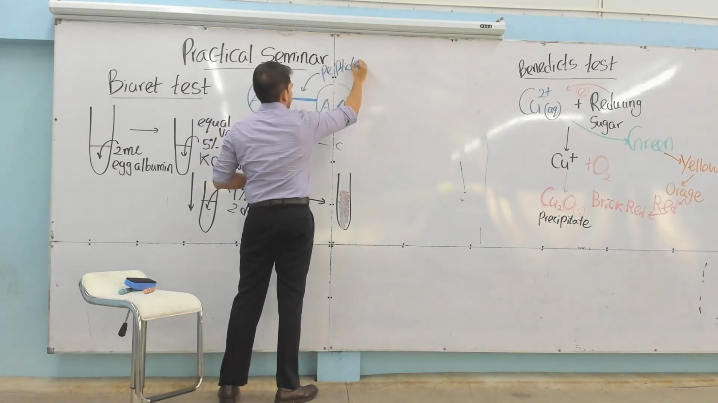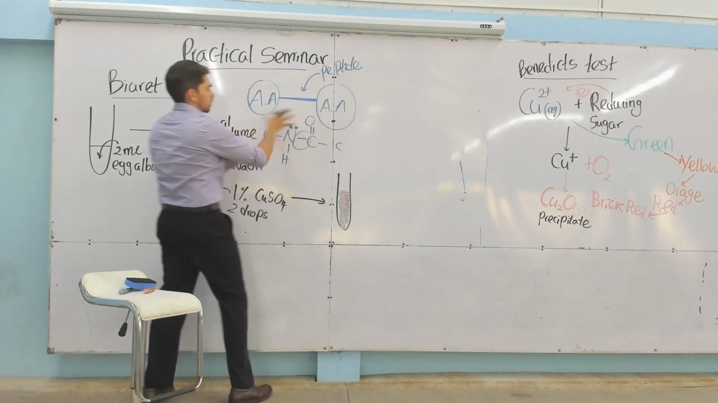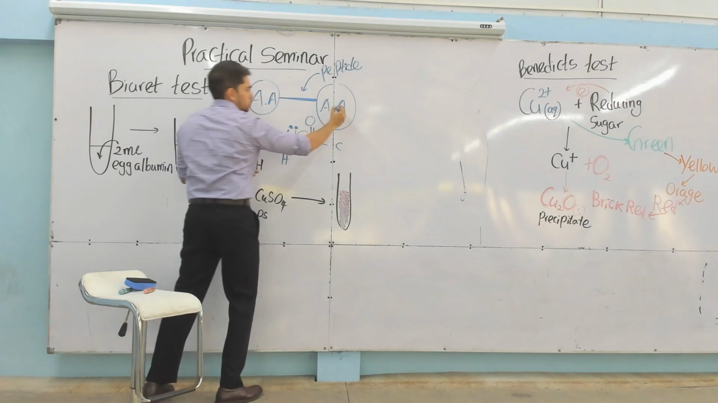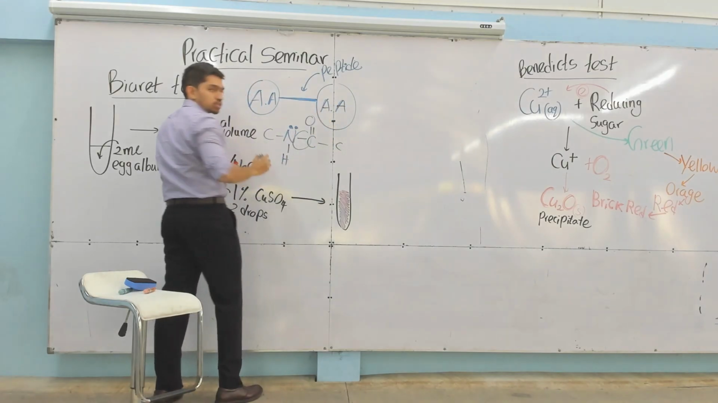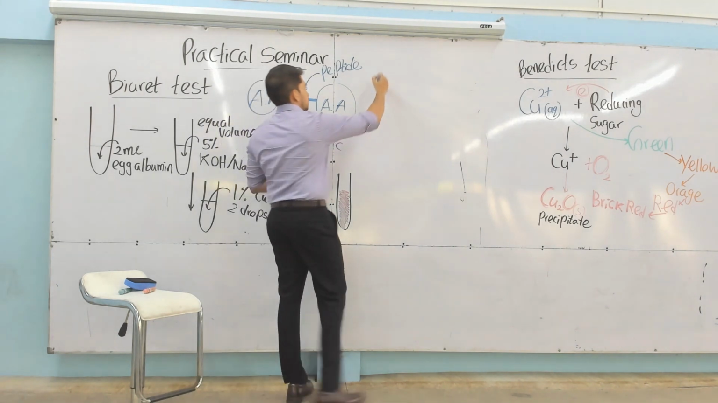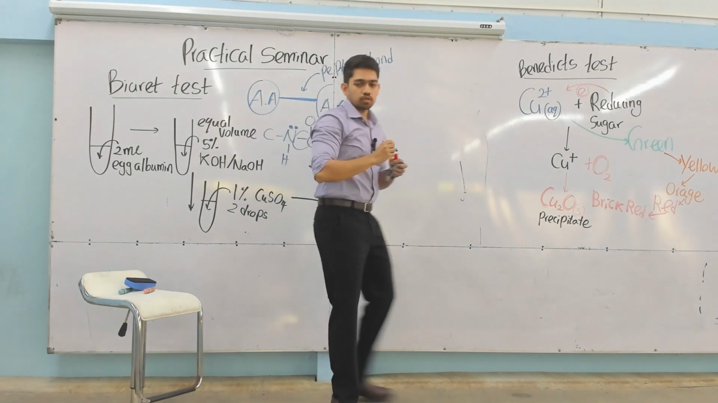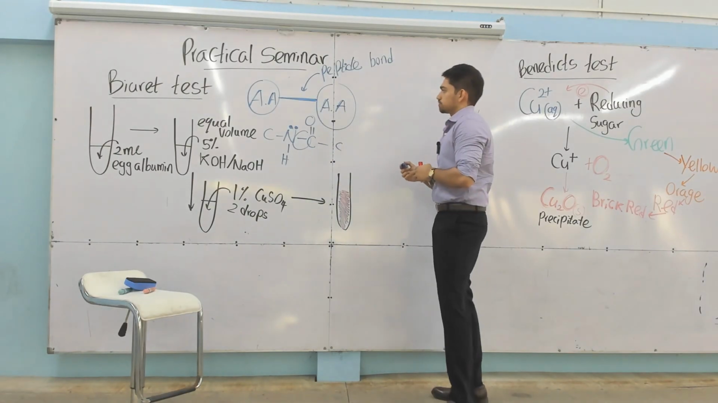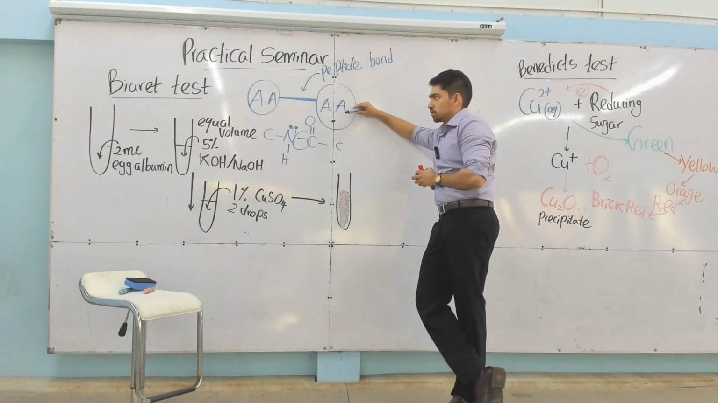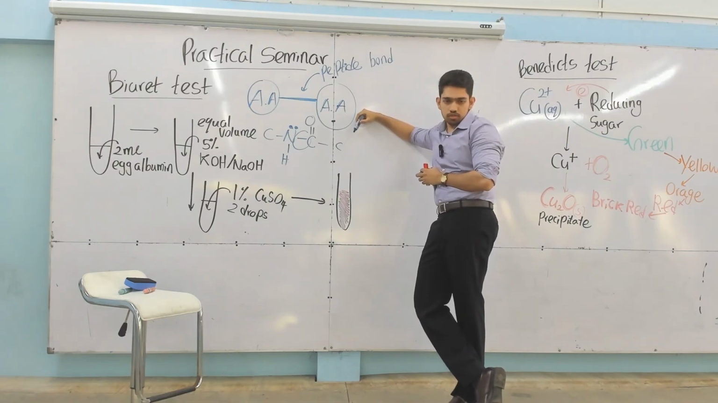So, not only proteins can give a positive result for this. Two amino acids that are just connected by a peptide bond, what is it? It's just a dipeptide. It's not a protein. So, even a single dipeptide can give a positive result for the biuret test.